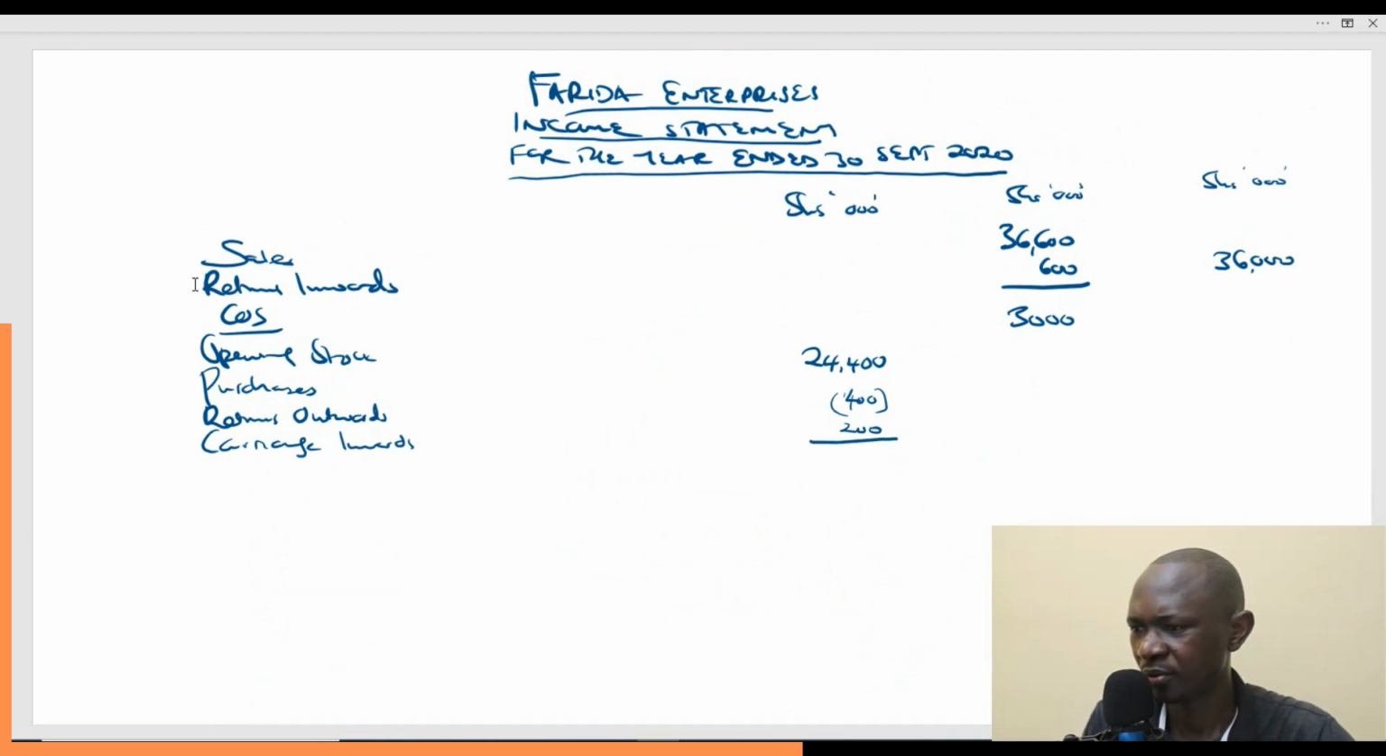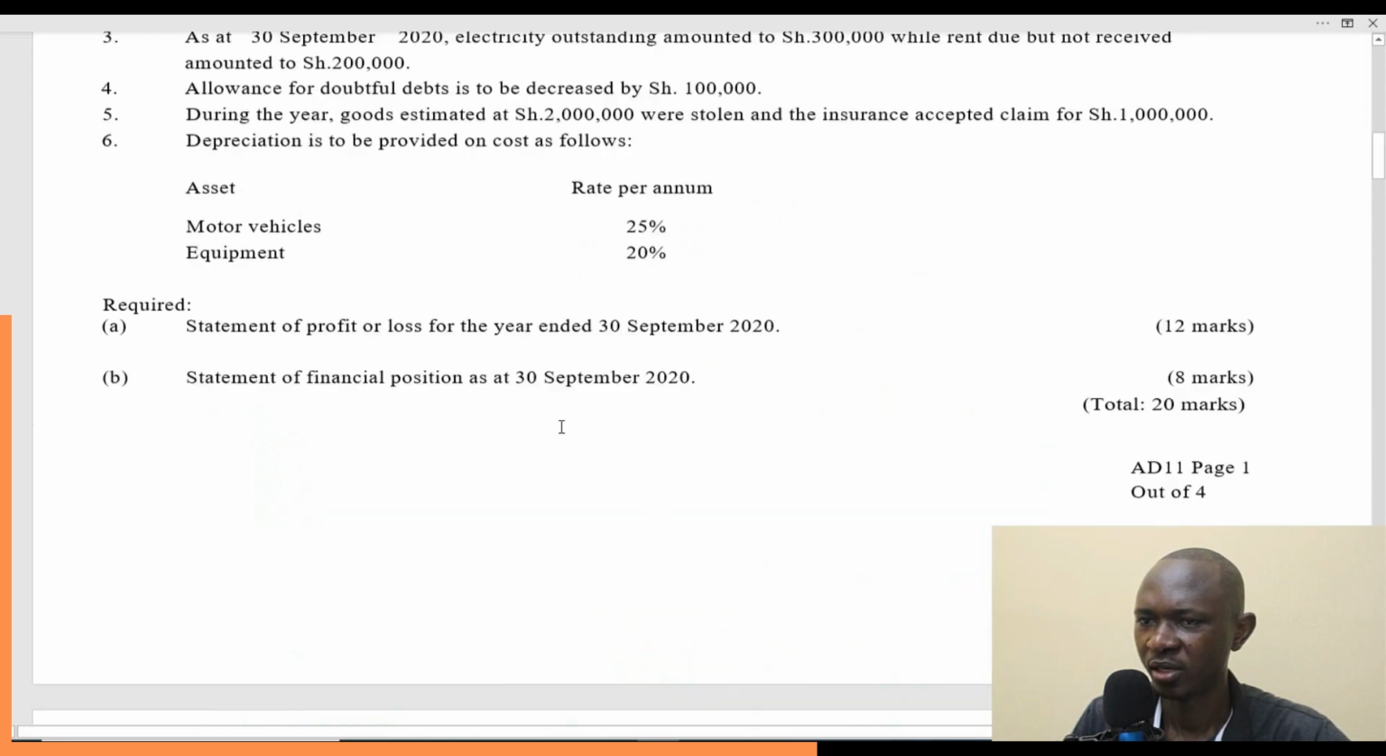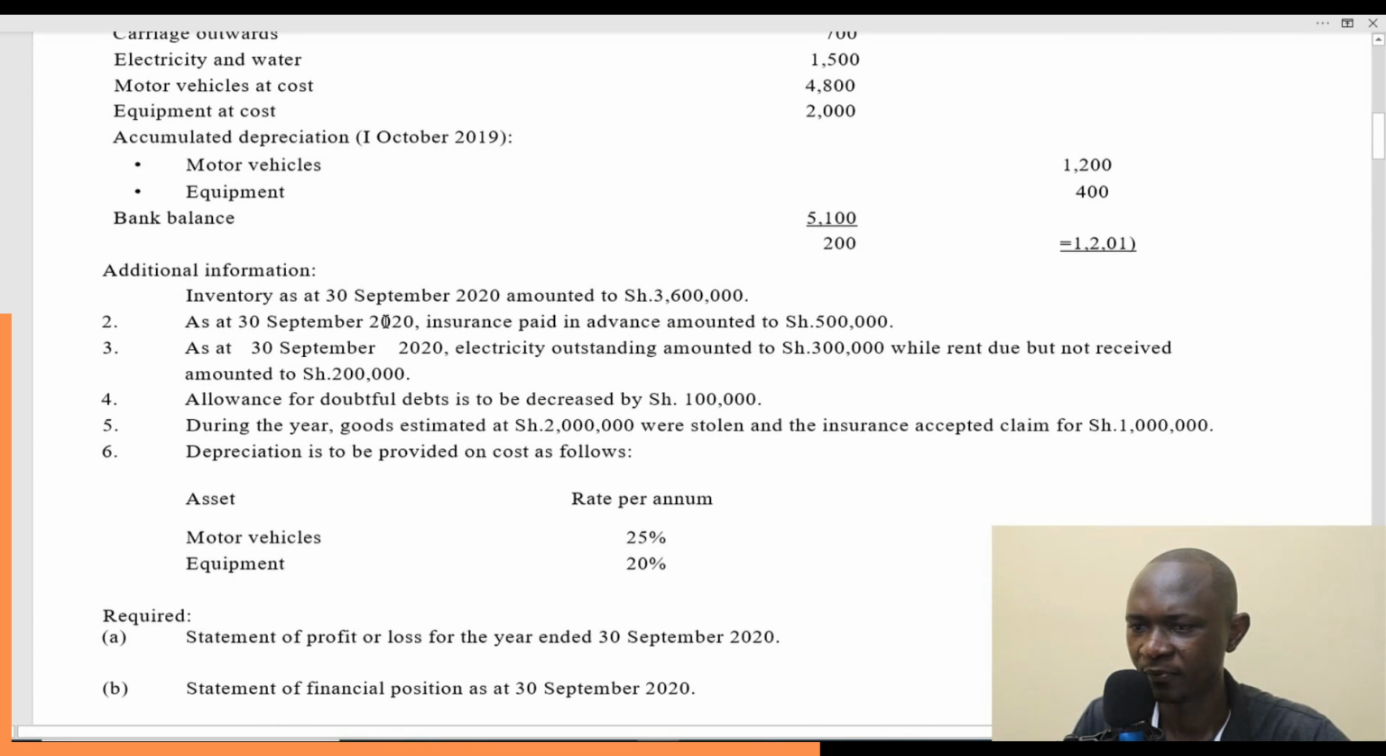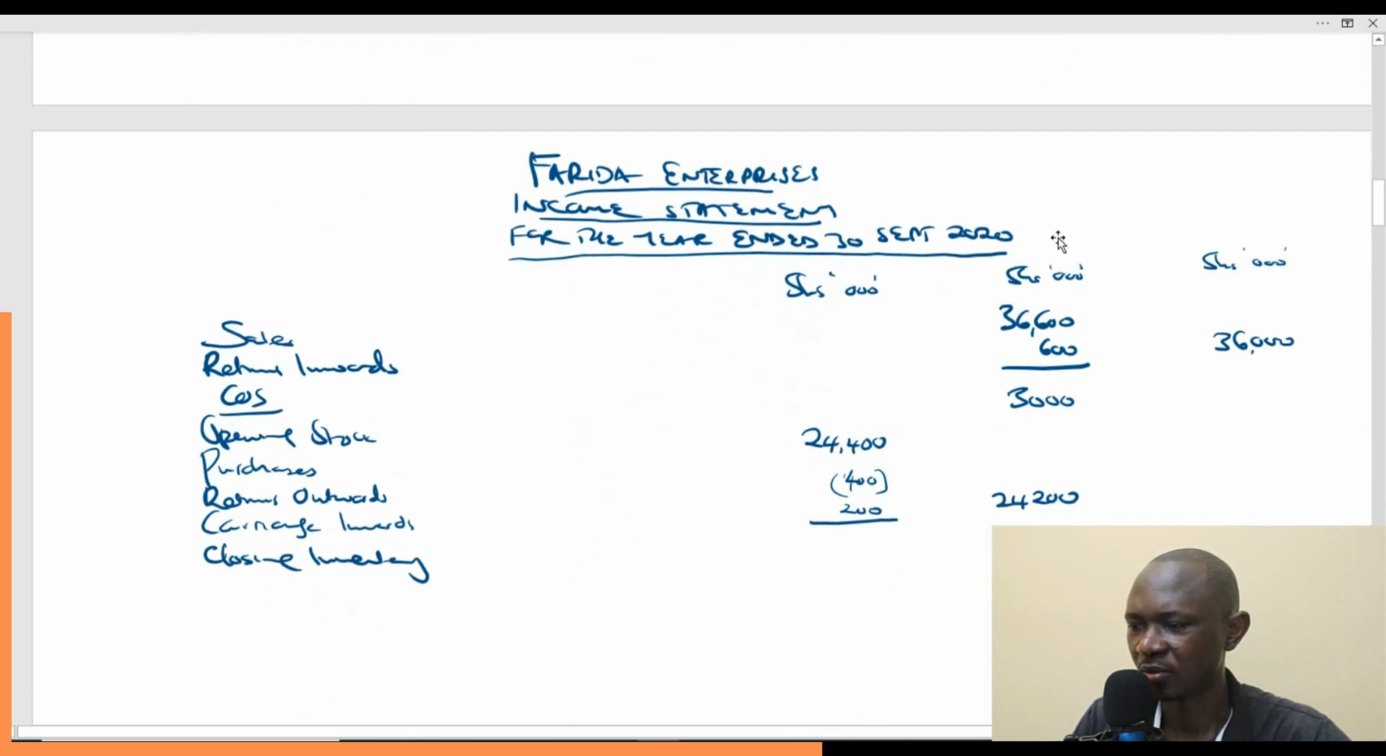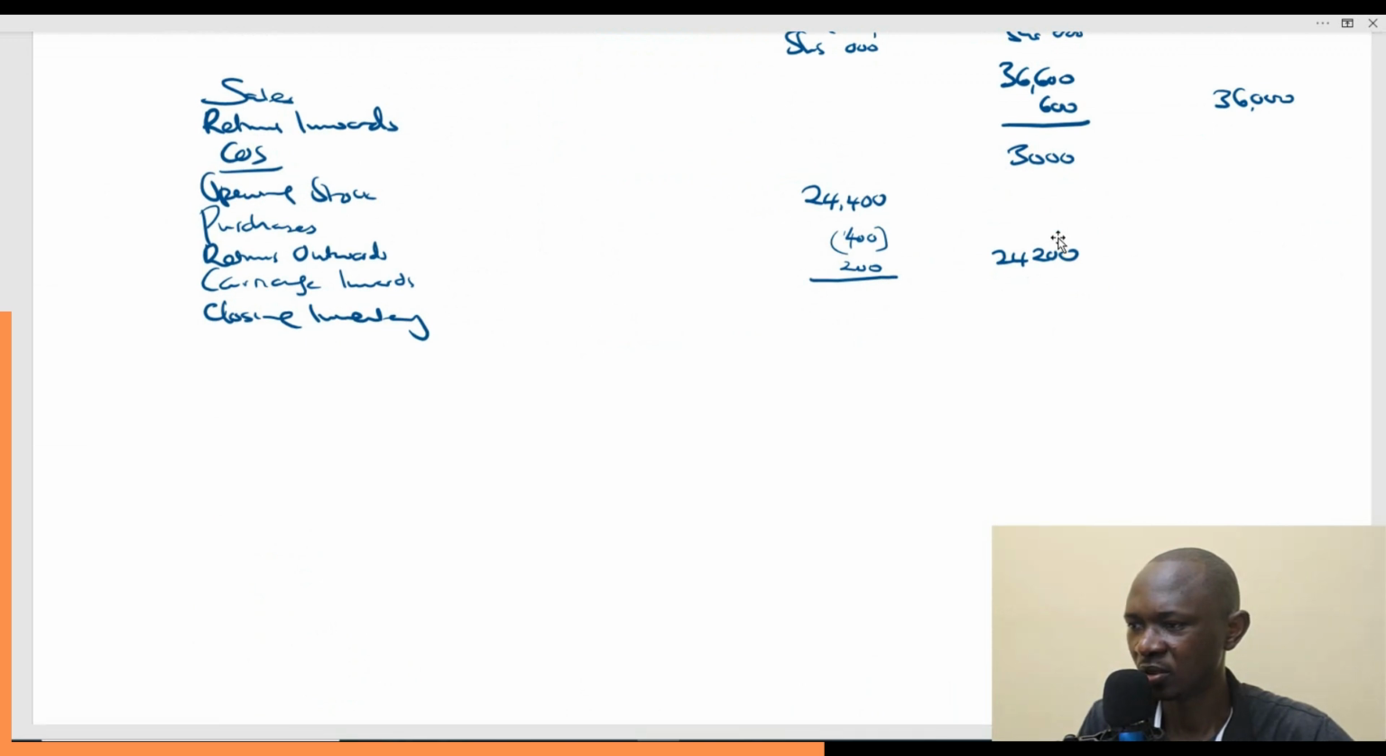So the total will be 24,200, if I'm not wrong. 24,200, and then we less now the closing inventory. Closing inventory, which is 3,600. Remember to do away with the zeros. We chose to restrict the zeros, so it should always be like that.